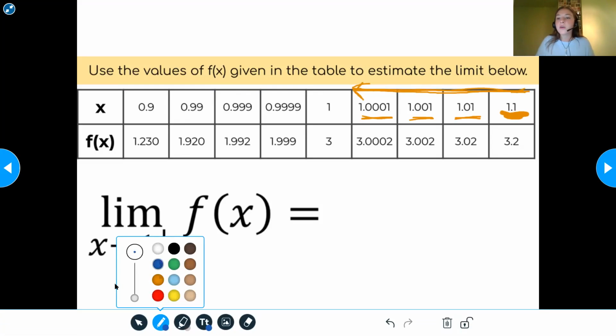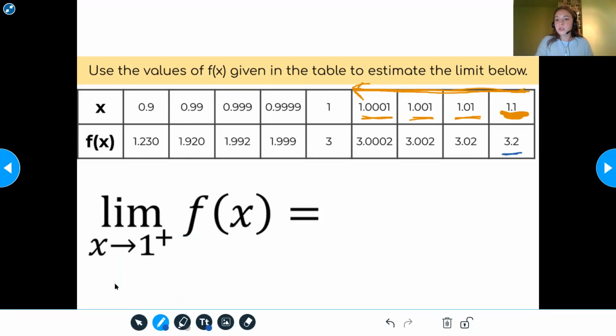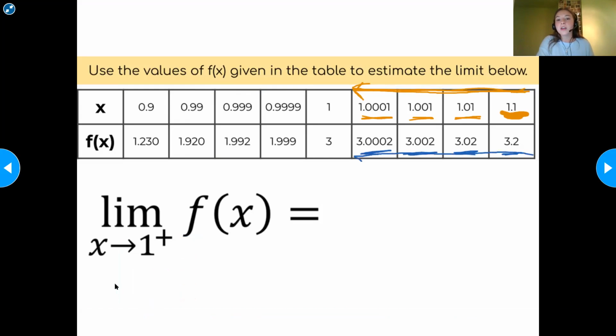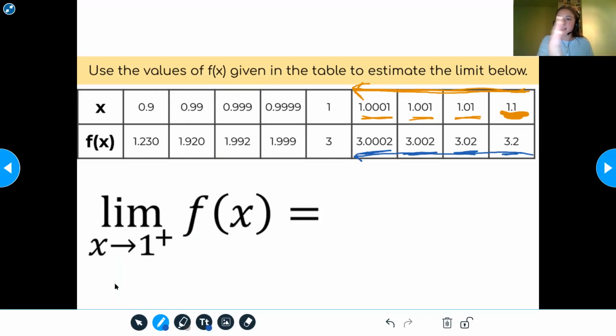So we're going to ask ourselves the same question. As our x value gets closer and closer to 1, what does our y value get closer and closer to? So we're going to start with our highest x value. It's matched with 3.2, onto 3.02, onto 3.002, and 3.0002. As our x value is getting closer to 1, our y value is getting closer to 3. So that means that our limit as x approaches 1 from the right of f of x is equal to 3.